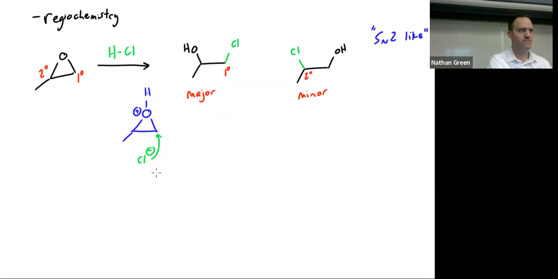With me? When it flips, when we get a tertiary carbon in there, we have to change places. I'll leave that there.